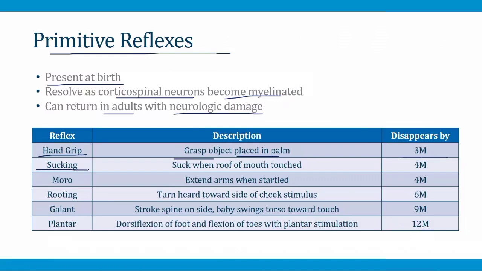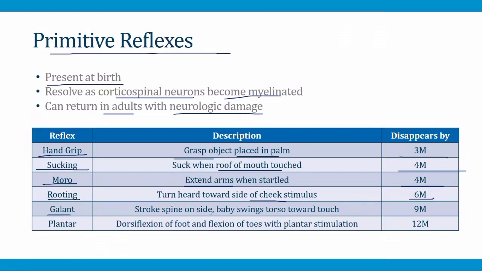The sucking reflex is that the baby sucks when the roof of the mouth is touched. So if you put your finger in the baby's mouth and touch the roof, it will begin to suck on your finger, and this reflex goes away by 4 months. The Moro reflex is also called the startle reflex. If you startle the baby, it will extend its arms outward and then bring them back in, and this reflex is gone by 4 months. The rooting reflex refers to babies that turn their head towards the side of a cheek when you stimulate the cheek. So if you rub the baby's cheek, it will turn its head in that direction. This reflex lasts till about 6 months.